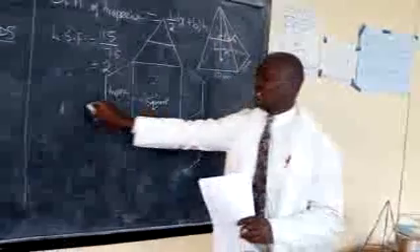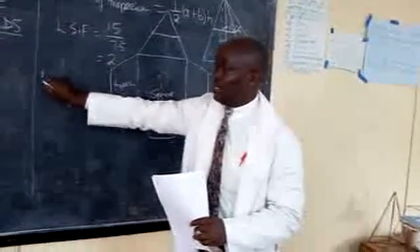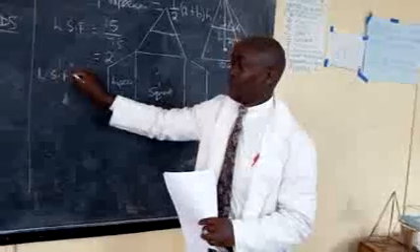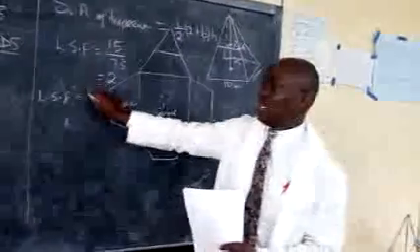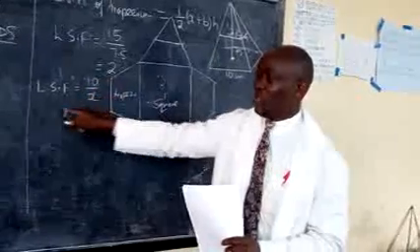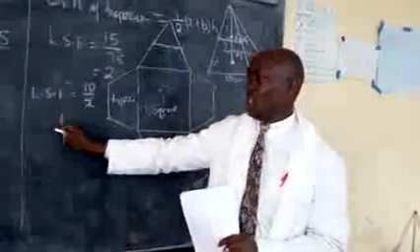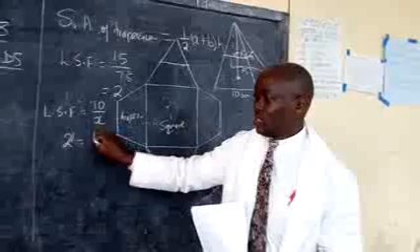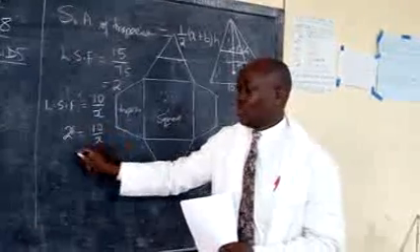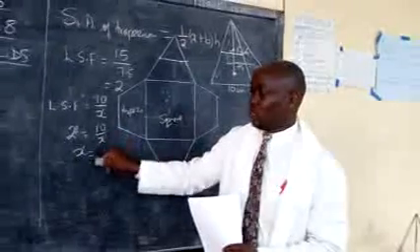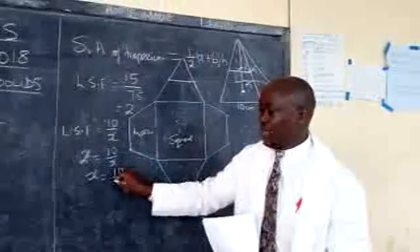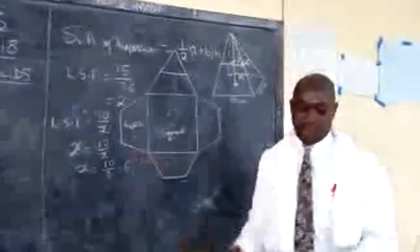If it is x, we have linear scale factor equals 10 divided by x, and we have been given the linear scale factor is 2. So 2 equals 10 over x. So our x will be equal to 10 divided by 2, which is 5. Okay?